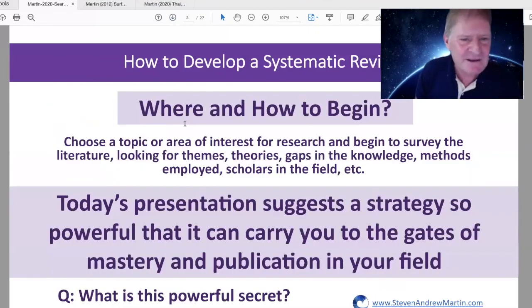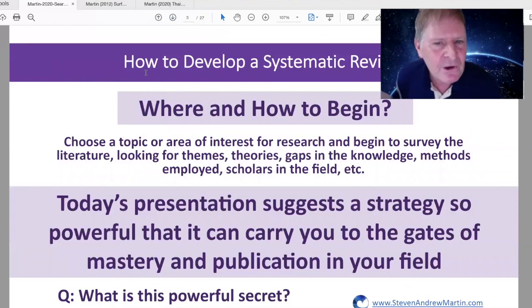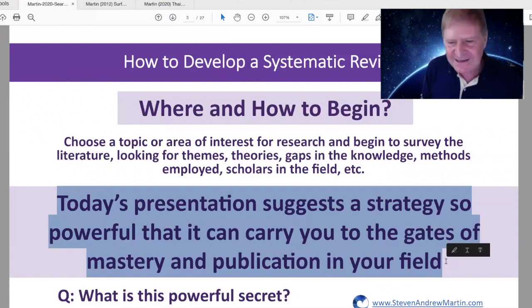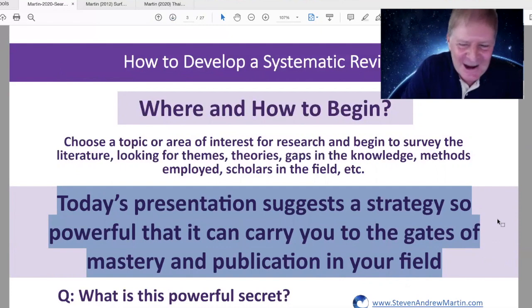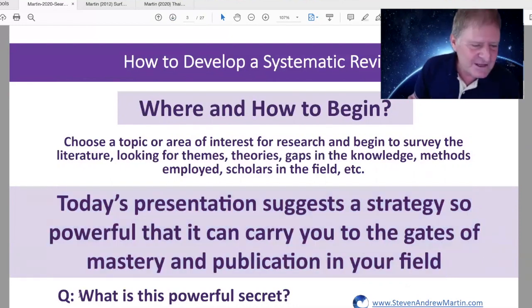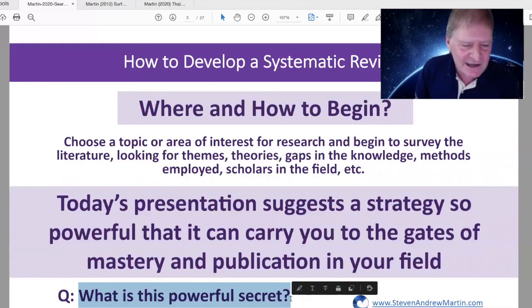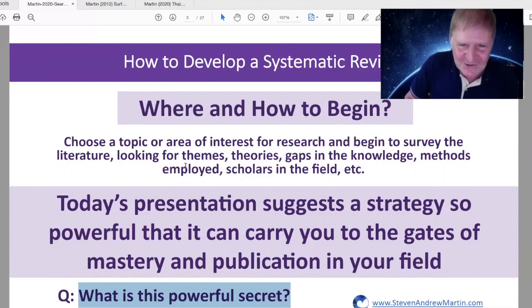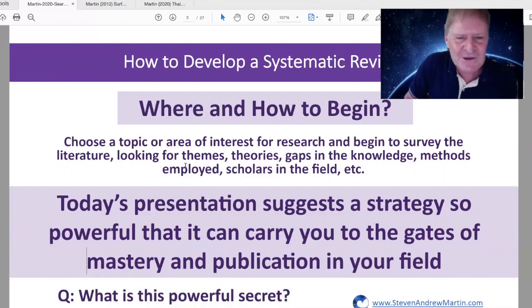And I want to jump ahead to the third slide, to try to get excited about this, right? So where and how to begin, and why do we do this? If I can do this today, that'll be great. If I can suggest a strategy so powerful that it can carry you to the gates of mastery and publication in your field, we can do this together, right? Well, this is the question I pose for this presentation: what is this powerful secret? What is the secret to success in the research that we want to conduct?